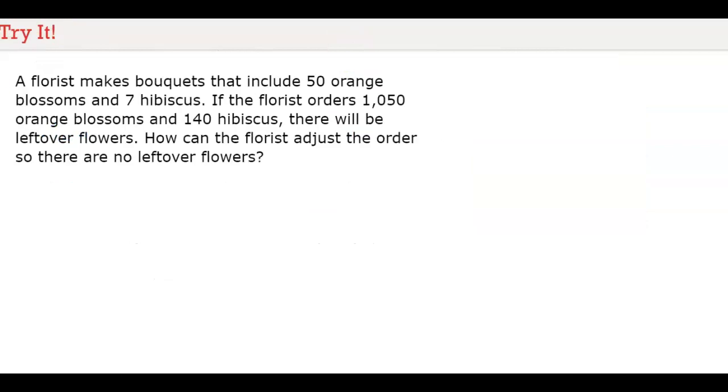A florist makes bouquets that include 50 orange blossoms and 7 hibiscus. If the florist orders 1,050 orange blossoms and 140 hibiscus, there will be leftover flowers. How can the florist adjust the order so there are no leftover flowers? So just the same as the example, we are going to have 2 options. So option 1, we're going to put our ratio of 50 orange blossoms to 7 hibiscus flowers.